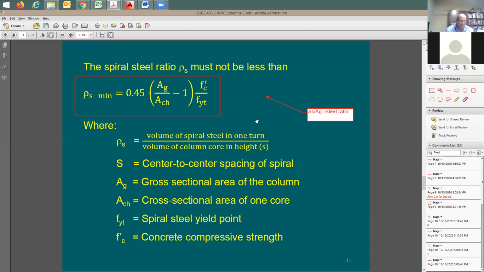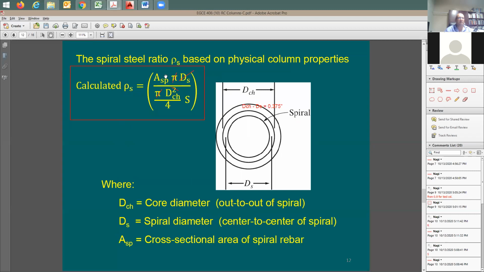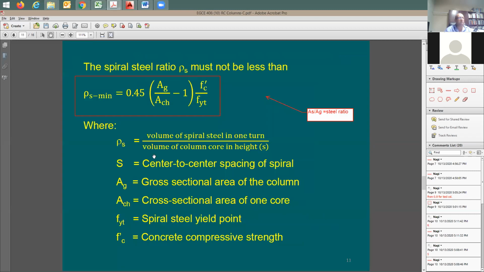Again, I want to be sure that there is no conflict here, or there is no misunderstanding. This equation here gives you the needed, whatever the code needs. And this equation here is going to give you whatever you have provided. You want this value here, this rho sub S, to be more than the minimum needed. The equation here, this 0.45, is going to be a constant.